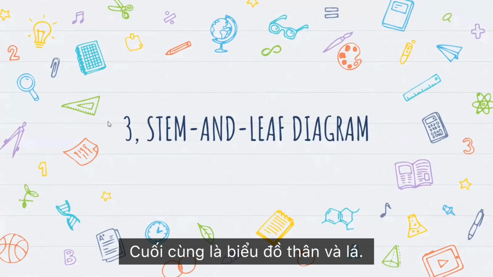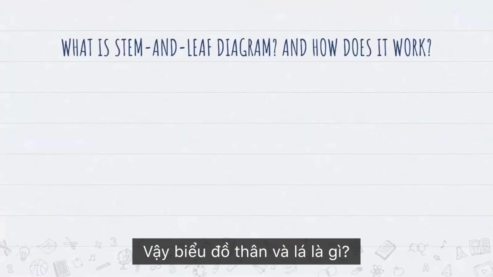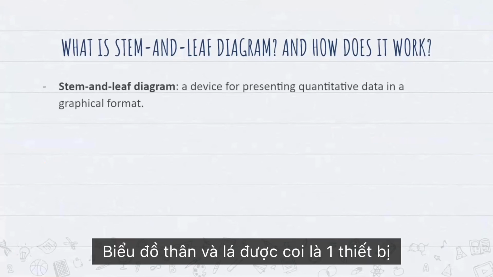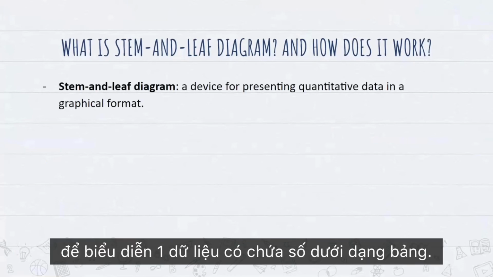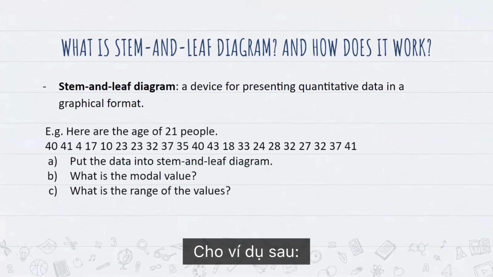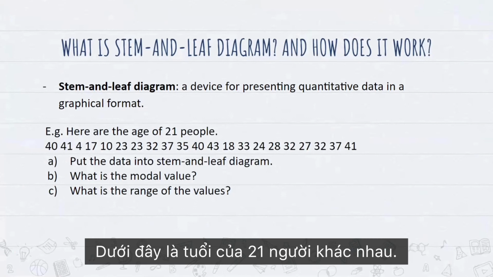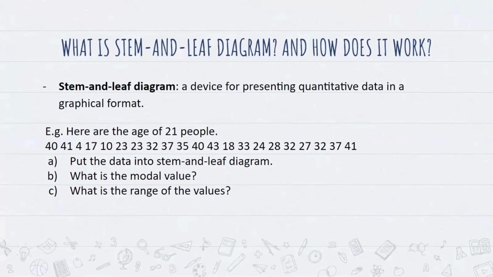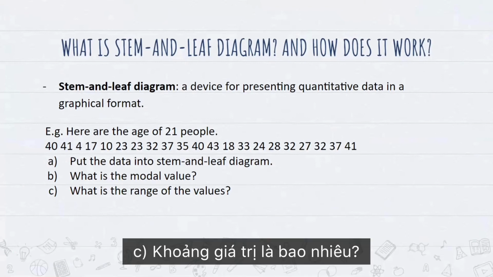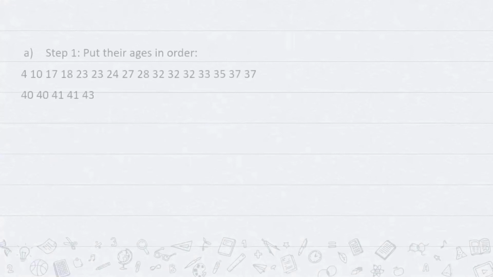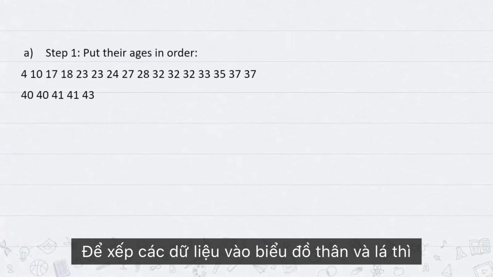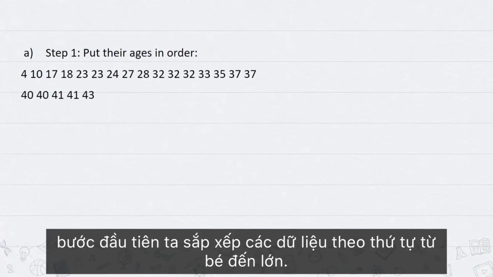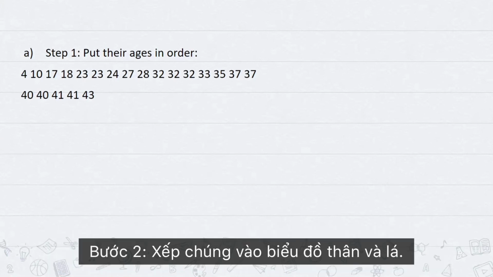So finally is stem and leaf diagram. So what is a stem and leaf diagram and how does it work? A stem and leaf diagram is a device for presenting quantitative data in a graphical format. So for example, here are the ages of 21 people, and they ask us to A, put the data into a stem and leaf diagram, B, what's the modal value, and C, what's the range of the values. So A, to put all these into a stem and leaf diagram, in the first step, we're gonna put the ages in order. And step 2, put them in a stem and leaf diagram.